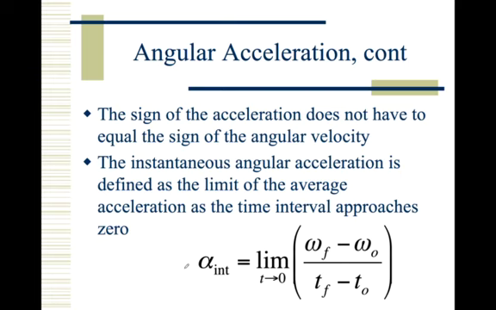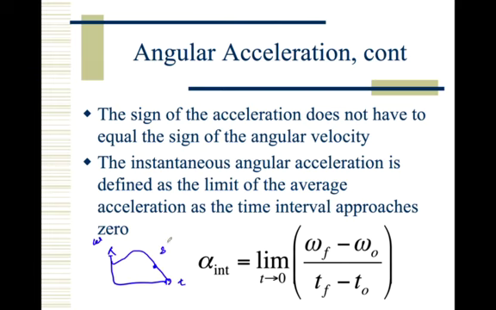Instantaneous would technically be as you let time shrink to 0. Don't let that stress you too much, but you're looking at the angular acceleration at a single point. Usually you look at the graph and find the slope. Let me quickly draw it so it makes more sense. If you had a graph of omega versus time, and you wanted to figure out what the angular acceleration was at this point, you could just find the slope of this graph.